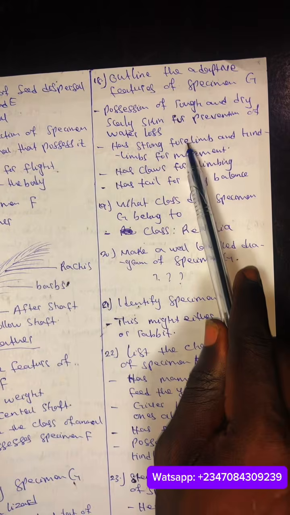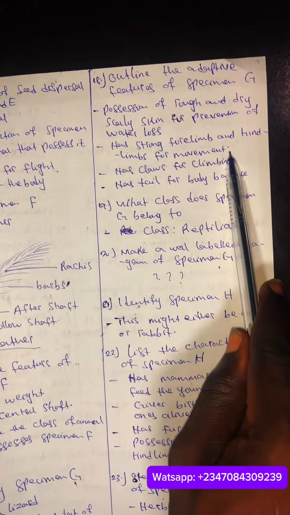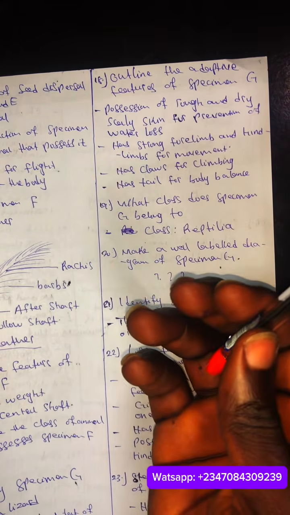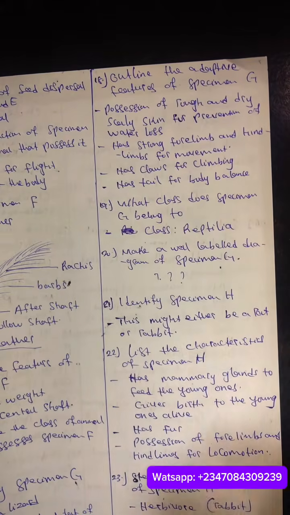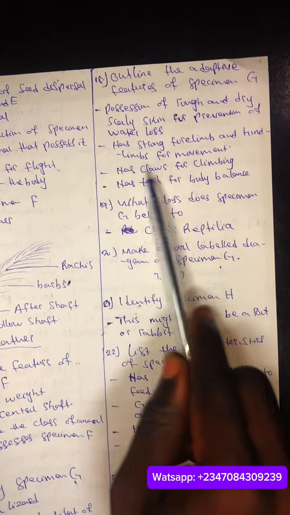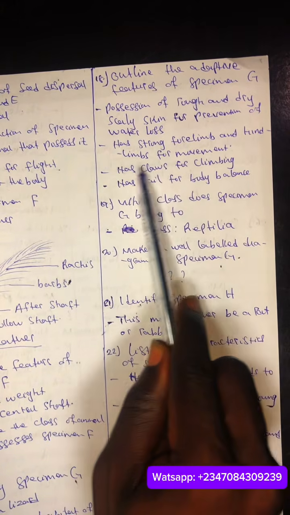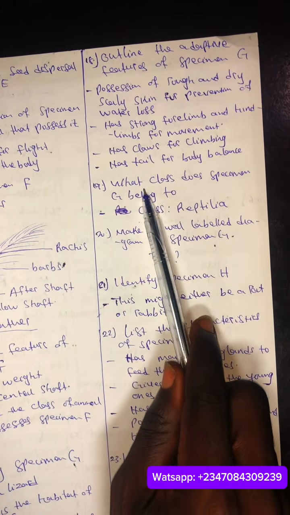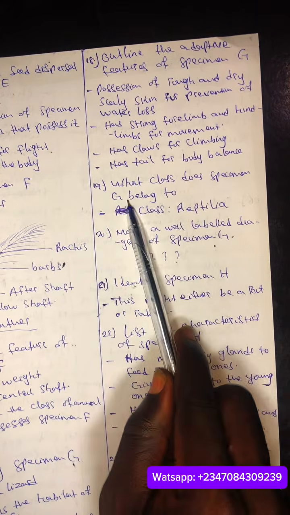Has strong forelimb and hindlimb for movement. They have strong forelimb. Forelimb means the hand in front. Hindlimb means the one at the back. Has tail for body balance. Did you get that now? Has claws for climbing. The next question, what class does specimen G belong to?